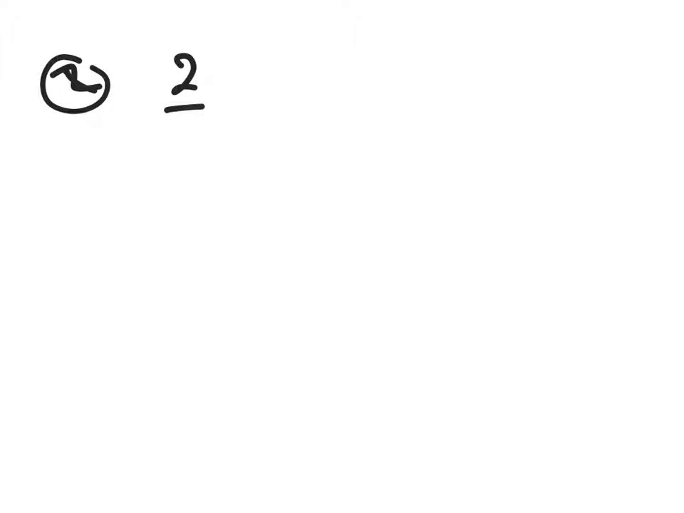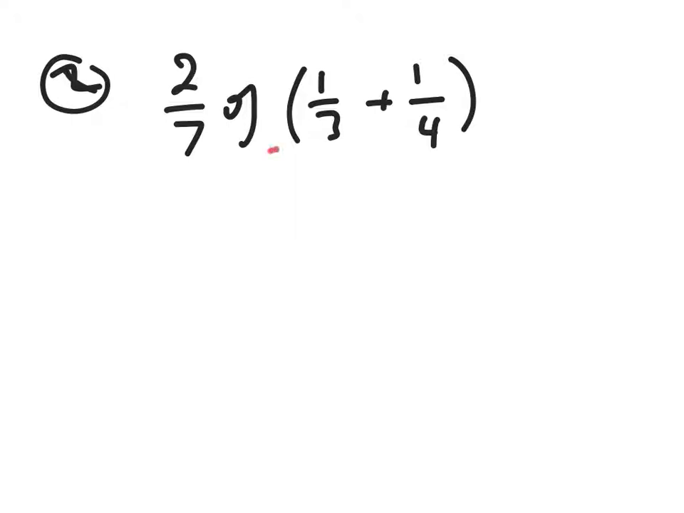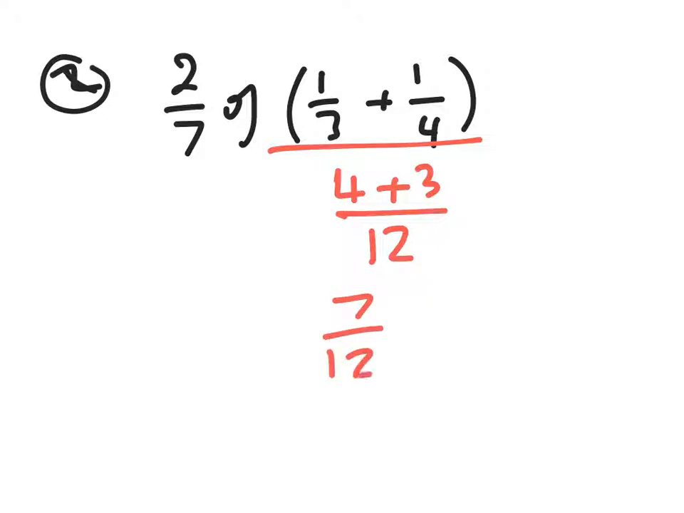Two sevenths of 1/3 add 1/4. So again, the BODMAS says we need to do the add the fractions first of all. New bottom number is going to be 12. New top numbers are 4 add 3. That gives us 7/12. Now we need to work out 2/7 of this answer.